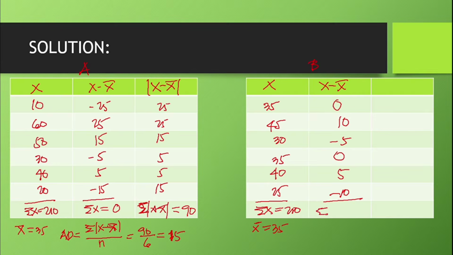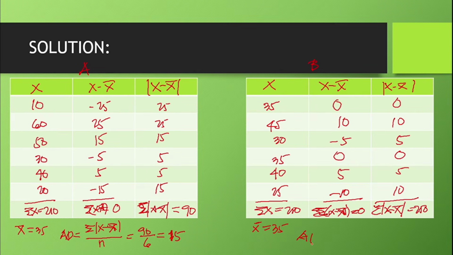And the summation of the x minus the mean, we have to correct, x minus the mean is equal to 0. Then after that one, we have to take the absolute. Okay, absolute of this one, x minus the mean. Take the absolute, we have 0, 10, 5, 0, 5, and 10. And get the sum of this one, we have 250. Okay, so we have here 250.